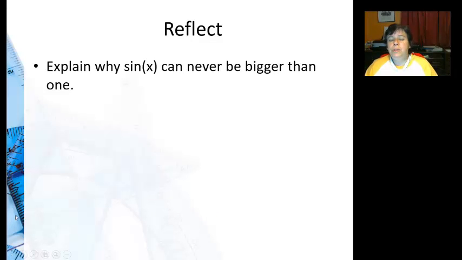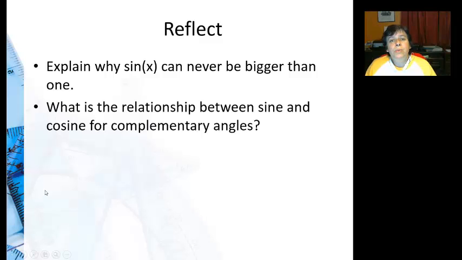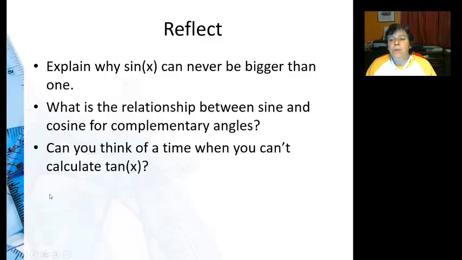So for further reflection, explain why sine of x can never be bigger than 1, and what is the relationship between sine and cosine for complementary angles. Also, can you think of a time when you can't calculate tangent of x? So if you looked at that one where I looked at 0 degrees and 90 degrees, one of those won't work so well for tangent. See if you can figure it out.